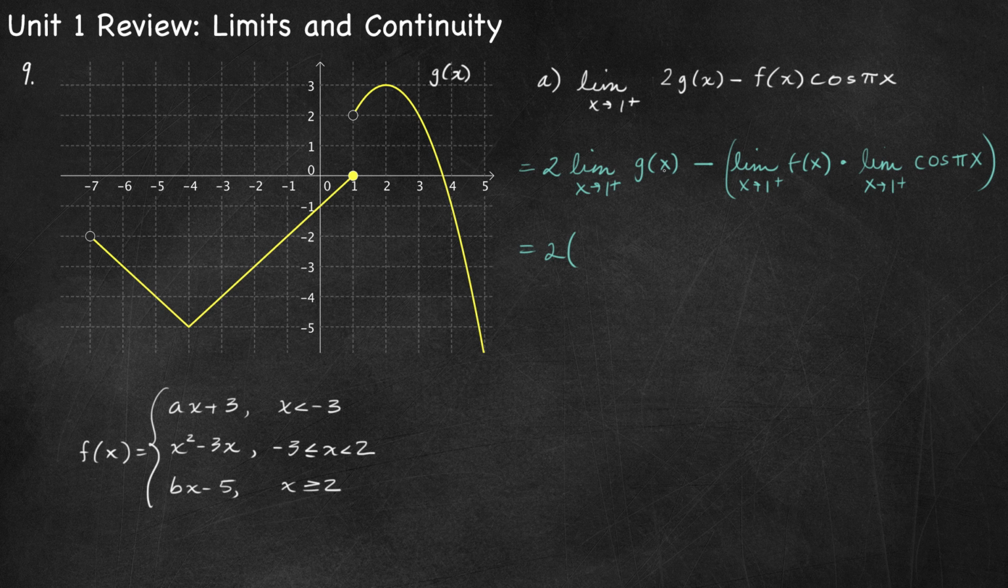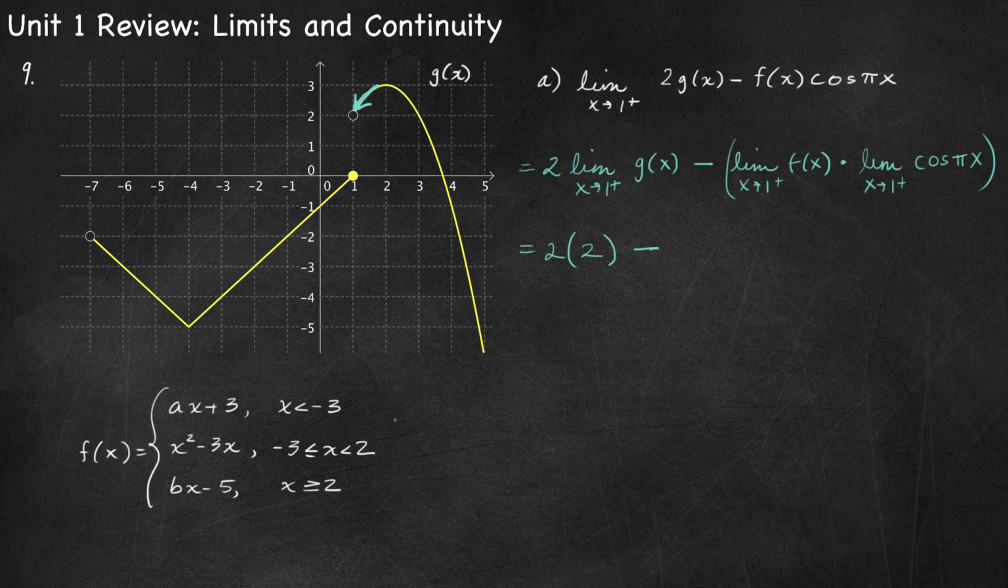The limit of g, so we're going to be looking at the graph, the limit of g as x approaches 1 from the right-hand side. So here our function is approaching a y value of 2. And then for the next part, we want the limit as we approach 1 from the right of f of x. So we're going to go down to our piecewise function.